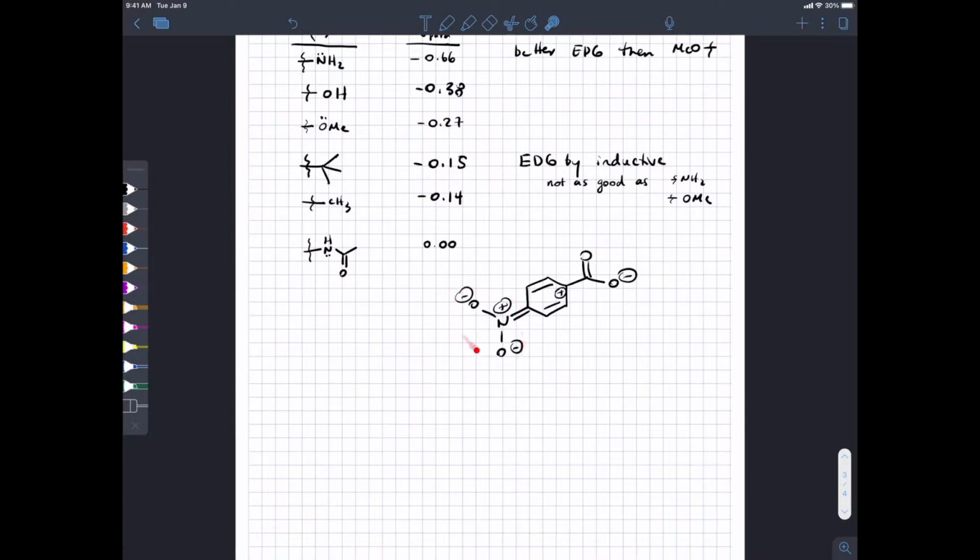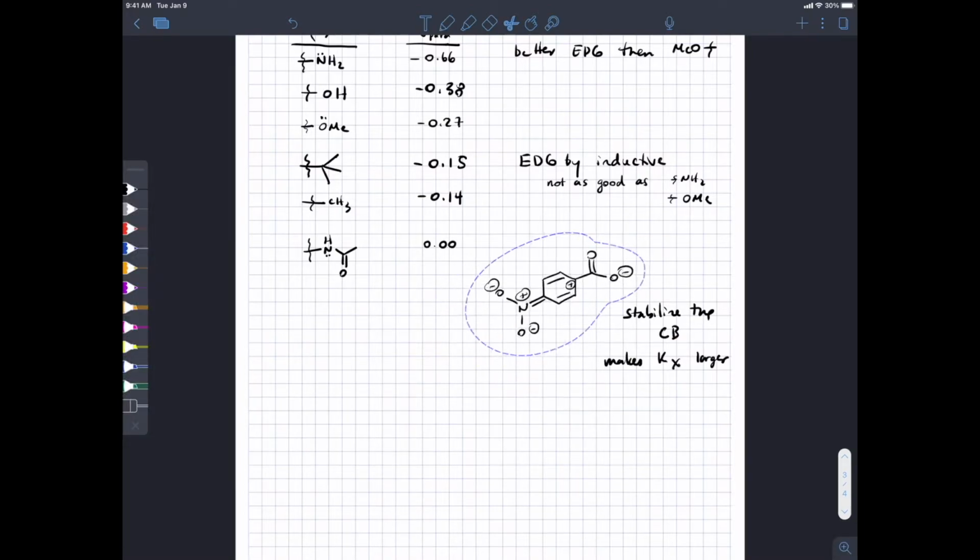So with electron withdrawing groups, especially by resonance, you can put positive charge into the ring next to the carboxylic acid, and that stabilizes the conjugate base of our acid and makes Kx larger, makes our equilibrium constant larger.